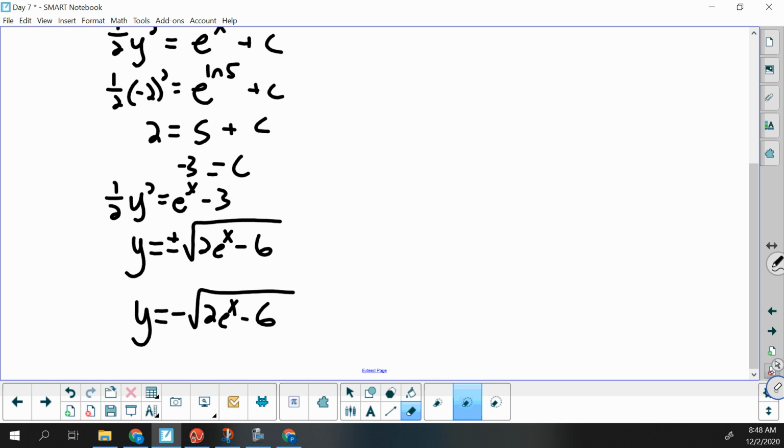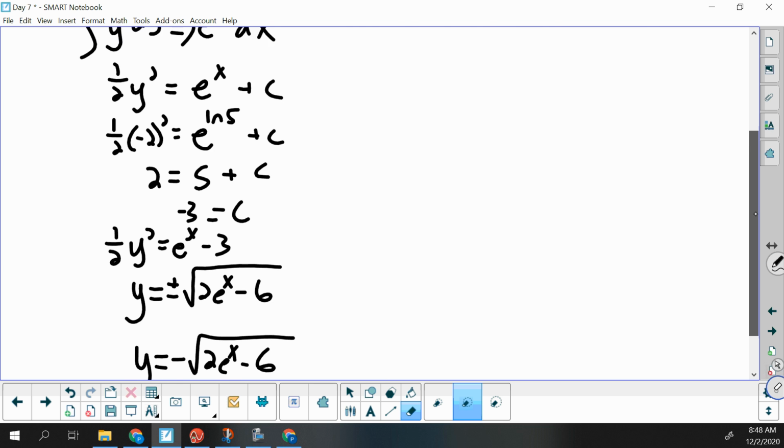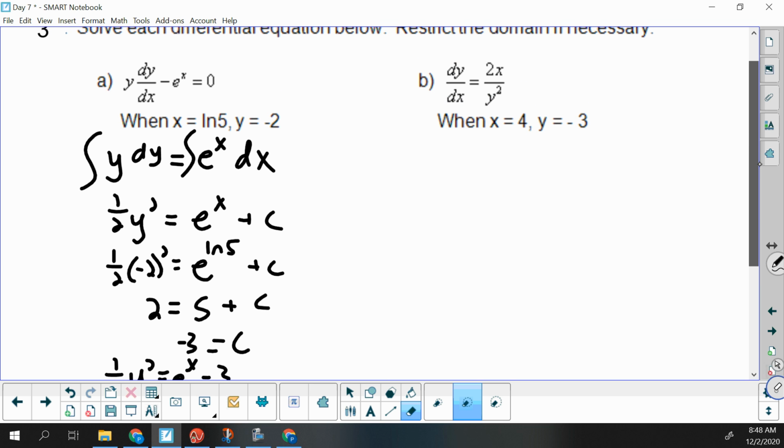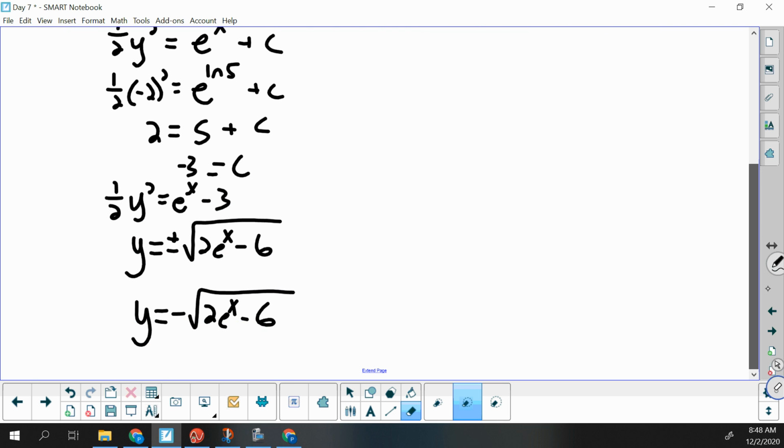We've now got to think about if we have to restrict our domain. In the original differential equation, no denominators, square roots, logs, so nothing we have to worry about there. In our final answer, we've got the square root. We've got to make sure that's non-negative. Well, the inside would equal 0 if e to the x was equal to 3. So we want e to the x to stay greater than 3 to keep that positive.